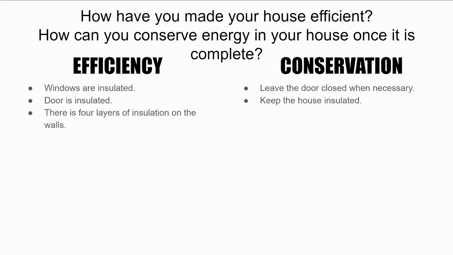The efficiency of the house is that the windows are insulated, the door is insulated, and there are 4 layers of insulation on the walls. The conservation side of the house is to leave the door closed when necessary and to keep the house insulated.